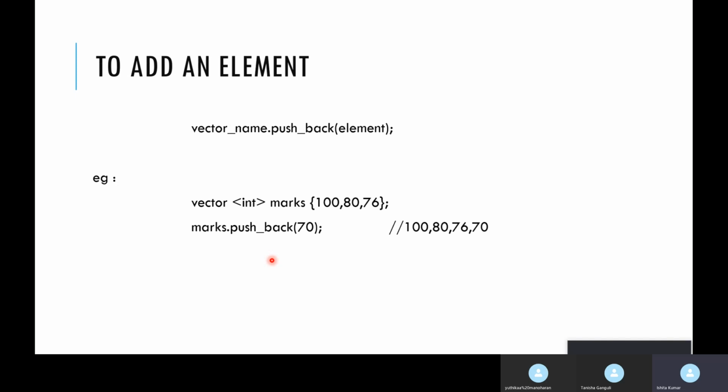Now to add an element, we have a cool method called push_back, and you just have to put in the element that you want to push back and it will insert at the very end of the vector. So here in case of vector of marks, we have 180, 76 and we push back 70 towards the end of the vector. So we get 180, 76 and 70.